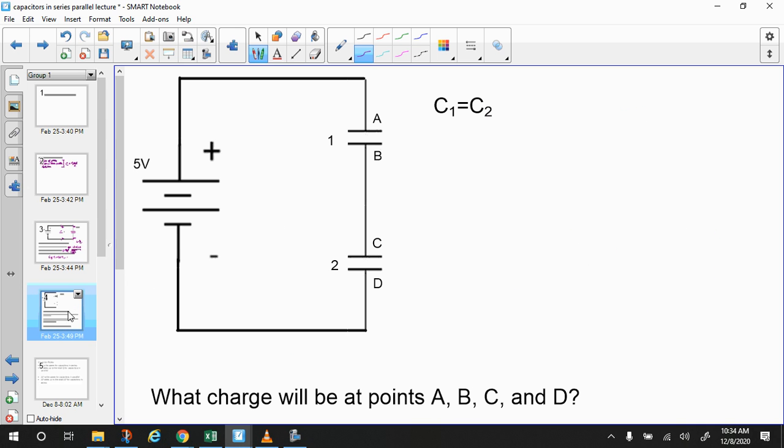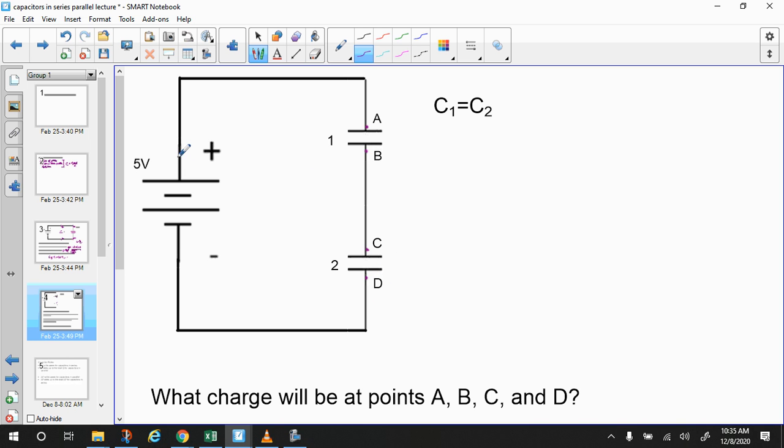Now let's talk about the rules for series. So as we think about this, let's think about what the charge will be. So we have our 5-volt battery again. We have one capacitor here, two capacitors, the second capacitor here. They have the same capacitance once again. At point A, B, C, and D, we need to think about what the charge will be at these points.